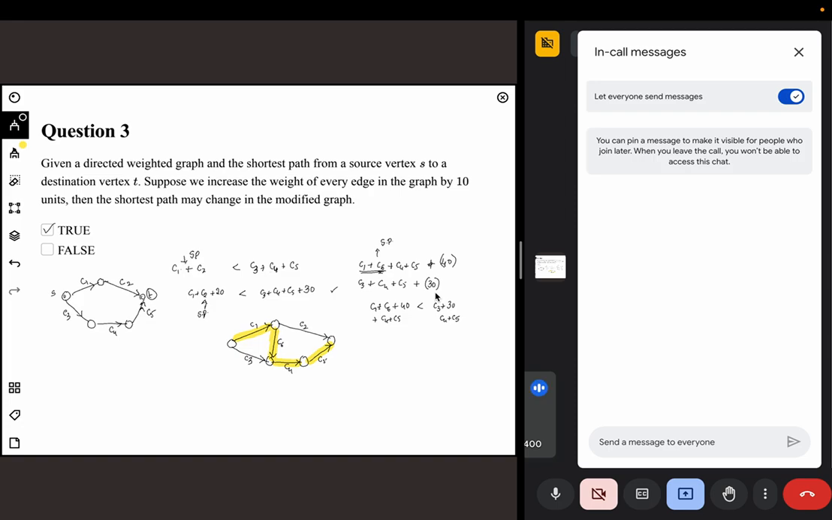So depending on the relative value of these connections, by increasing 10 units, maybe one path is actually more economical than the other path. This example will work then.